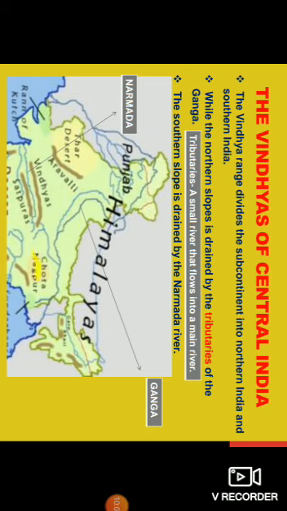And the southern slope, this is the southern slope, is drained by the Narmada river. This is the Narmada river. So the Vindhya range divides the subcontinent into two parts, northern India and southern India. The northern slope is drained by the tributaries of Ganga, and the southern slope is drained by the Narmada river. The Deccan. This is your Deccan Plateau.